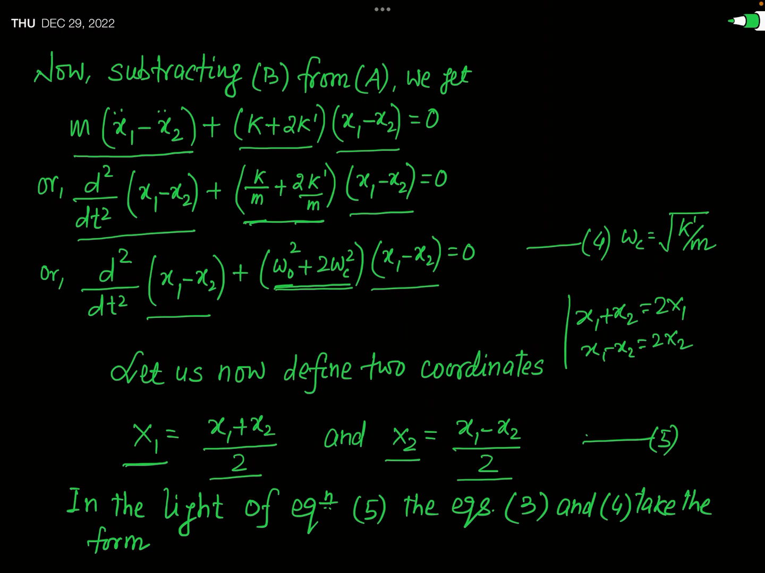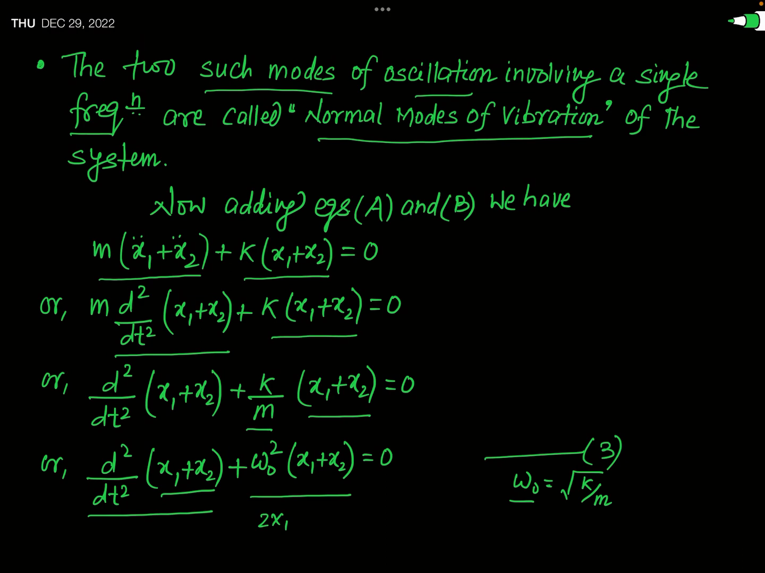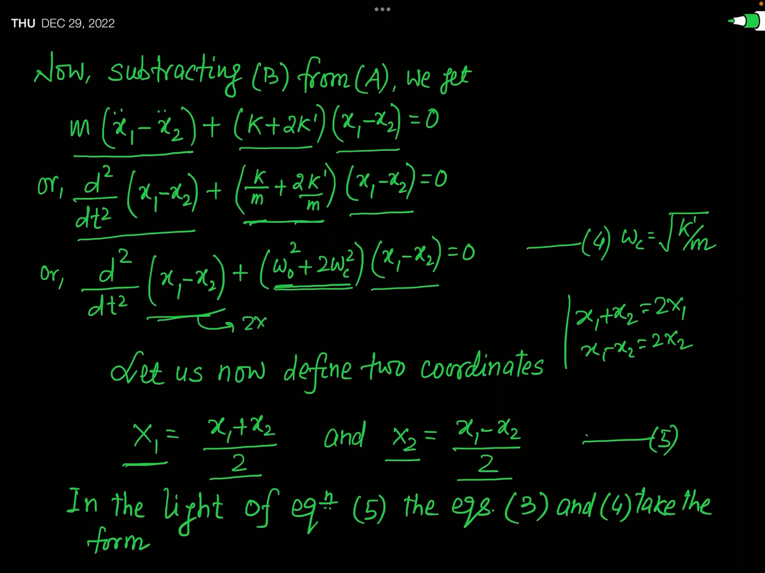So in equation 3 and equation 4, in place of x1 plus x2, we will write 2 capital X1. Here also we will write 2 capital X1. So 2 will be a common factor, and it will be removed because the RHS is 0. So instead of x1 plus x2 in equation 3, we can write capital X1. Similarly, in equation 4, instead of x1 minus x2 we will write 2 capital X2, and here also 2 capital X2. Again this 2 will be removed since the RHS is 0, and we can put capital X2 instead of x1 minus x2.